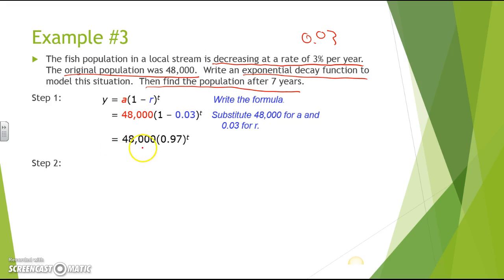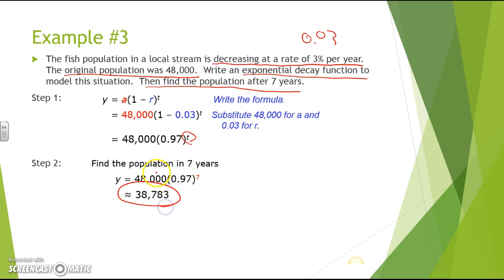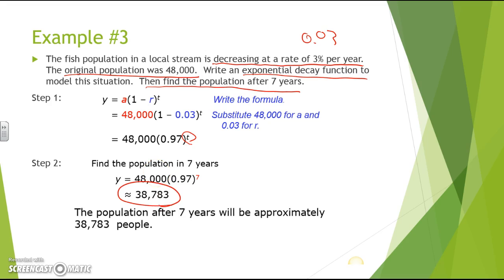So what I have here is 48,000, 1 minus 0.03 is 0.97 raised to the t power. And again, they're talking about 7 years, so my time t is going to be 7, so plugging that into the formula. Now when you're plugging this into your calculator, you would do 0.97 raised to the 7th power, taking that and multiplying it by 48,000 to get approximately 38,783 people after 7 years. So the population after 7 years is approximately 38,783 people.